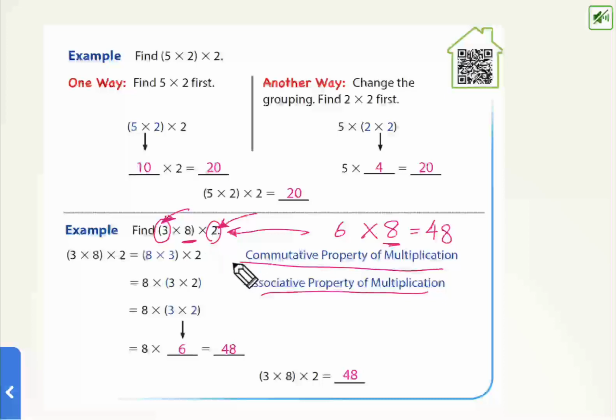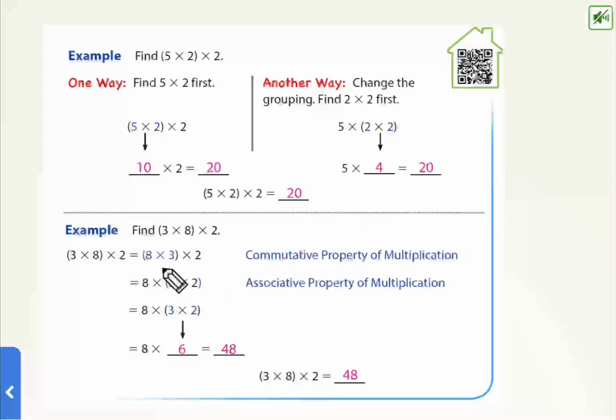Okay. What I will do now, I will explain why it's okay to choose any 2 factors and multiply first. Because of the commutative property, you can change the order. So the commutative property, this one, changes the order. Okay, and because of the associative property, you can change the grouping.